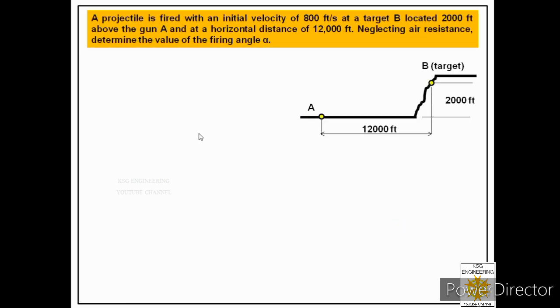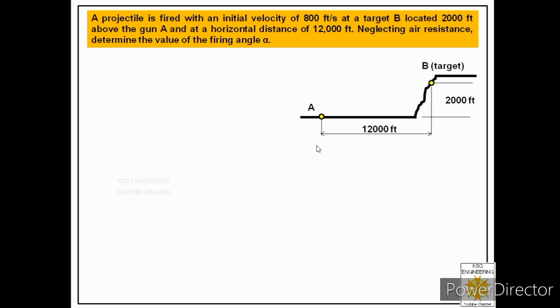So we are given one statement over here. Let us read that statement first. A projectile is fired with an initial velocity of 800 feet per second at a target B located 2000 feet above the gun at A and at a horizontal distance of 12,000 feet. Neglecting air resistance, determine the value of the firing angle alpha.